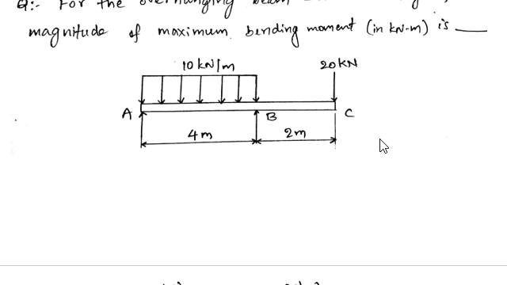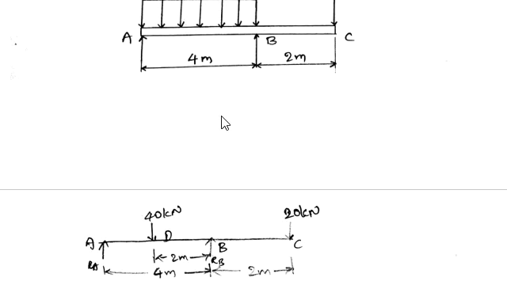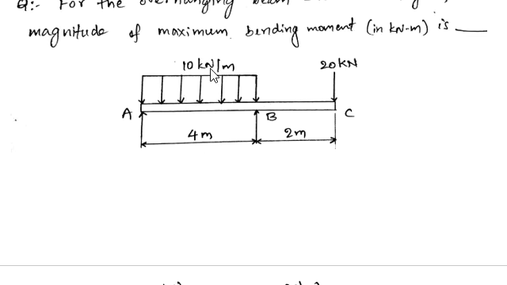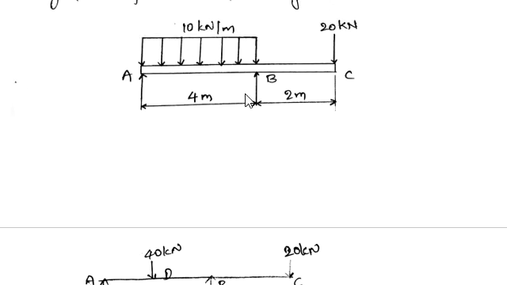in kilonewton meter. If you draw a line diagram here by replacing this UDL with a point load, that will be 10 kilonewton per meter, and the total length is 4 meters, so the total value of the UDL is 40 kilonewtons. When you replace it, keep it at the center of AB, so it is placed at a distance of 2 meters from A or B, and BC is 2 meters as given in the question, with 20 kilonewtons. And if you take a point D where you have replaced this UDL with a point load, here we require the maximum bending moment.